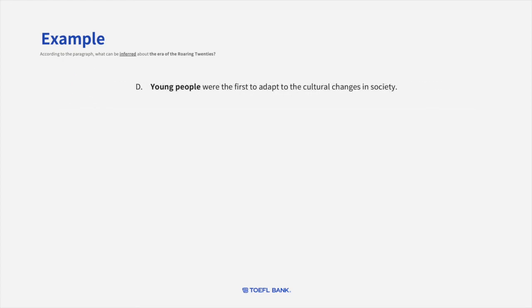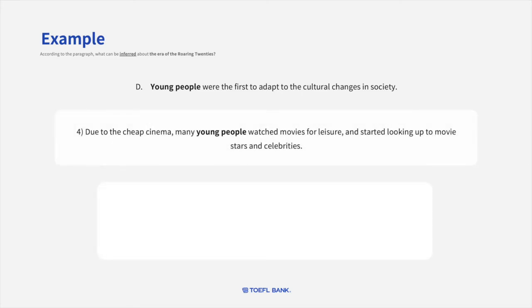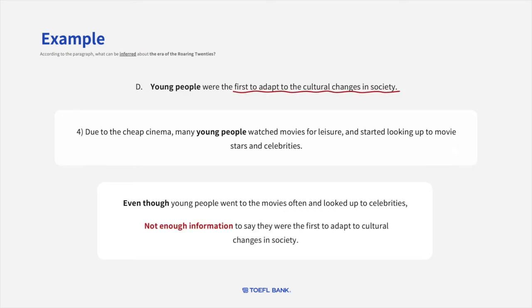Lastly, D reads, "Young people were the first to adapt to the cultural changes in society." If you were to solve this question using your background knowledge, there is a high possibility that you would have selected D. But if you look at the passage, the part where young people are mentioned only talks about how they watched movies for leisure and started looking up to movie stars and celebrities. Even though young people went to the movies often and looked up to celebrities, there isn't enough information to say that they were the first to adapt to the cultural changes in society. D is also an incorrect answer choice.